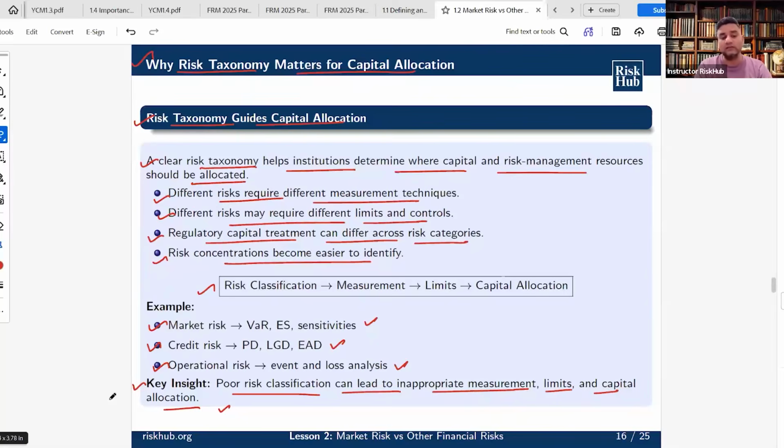The examples given are the metric sets per category. Market risk uses VaR, expected shortfall, and sensitivity. VaR is value at risk, and ES is expected shortfall. Sensitivity is the change in position value per unit change in a risk factor. Credit risk uses PD, LGD, EAD, defined in slide number 9 also. Operational risk uses event and loss analysis. This slide is the reason the whole lesson exists. The classification is the input to the measurement process that follows.